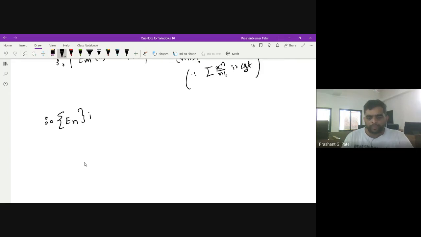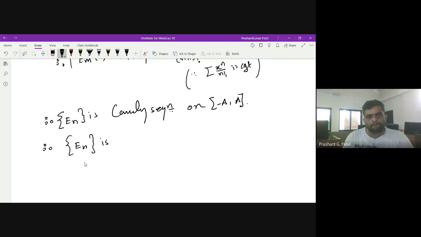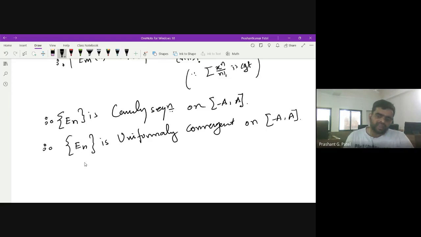So En is a Cauchy sequence on -a to a. Therefore, En is uniformly convergent using the Cauchy's criteria on -a to a. And since this a is arbitrary, that means this En of x converges to some function on R.